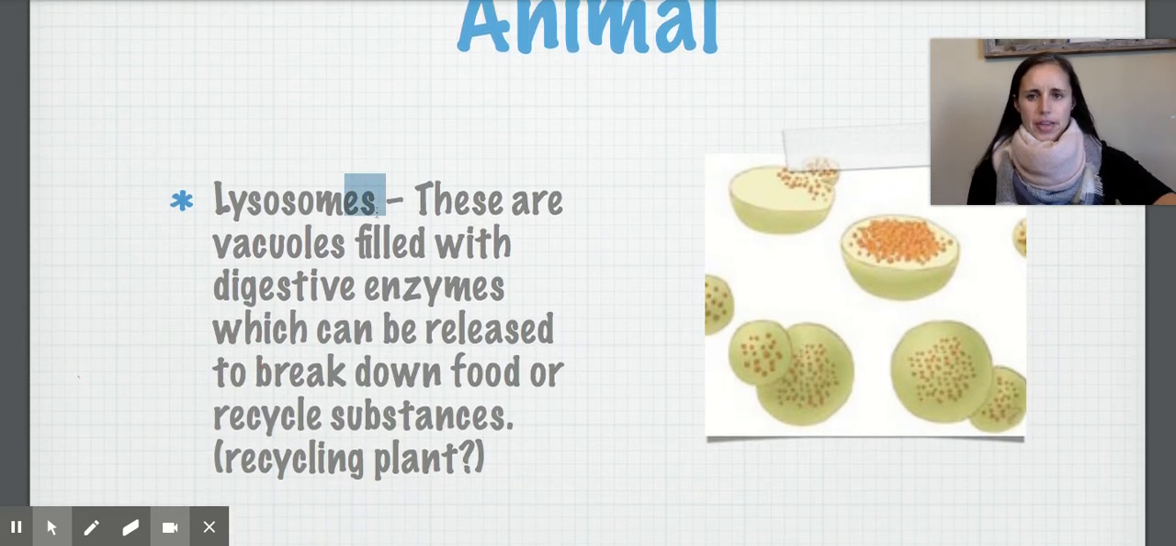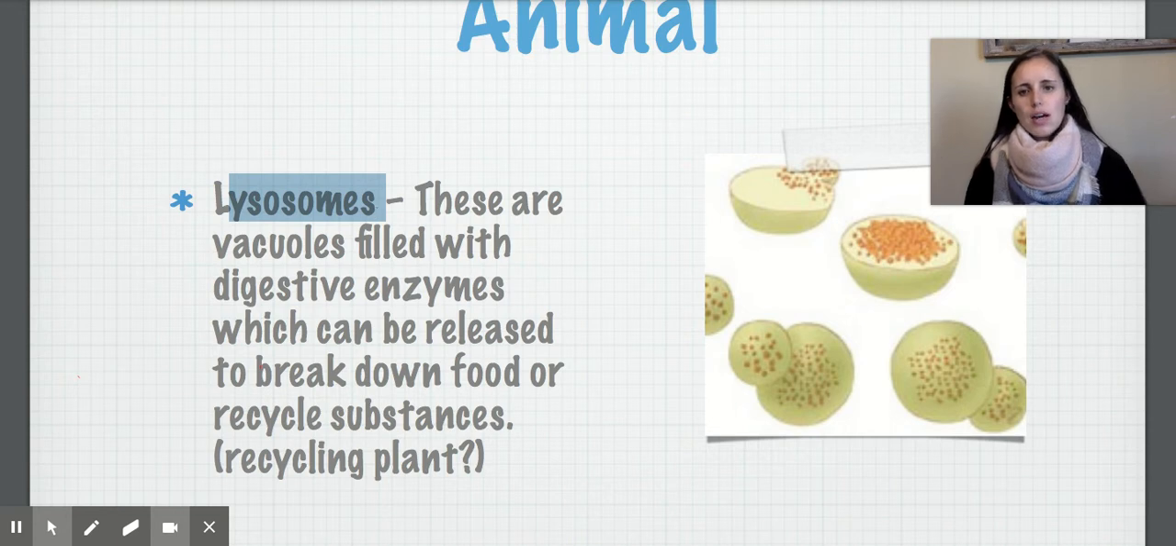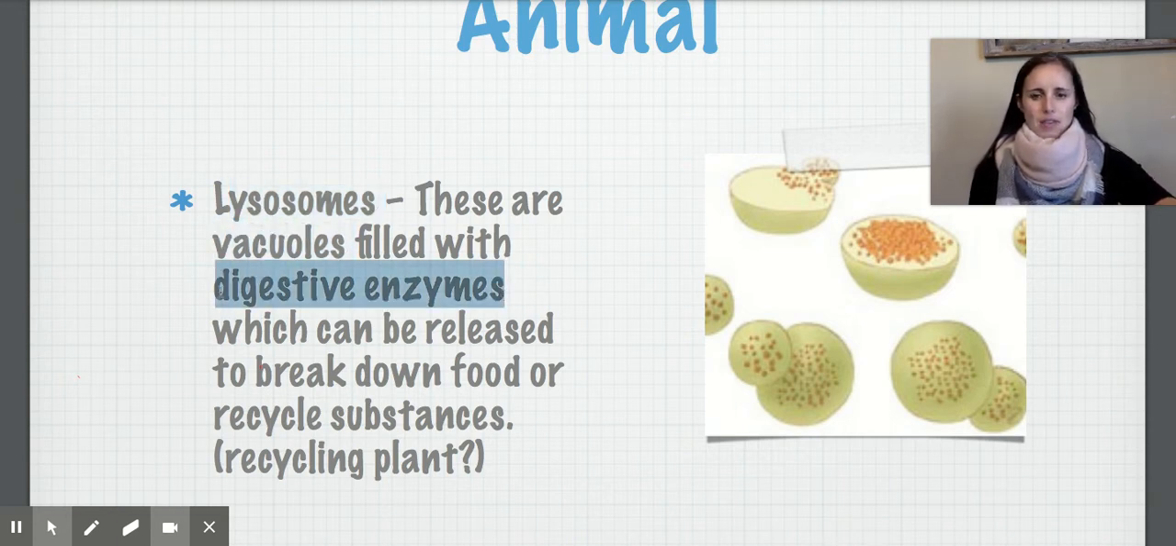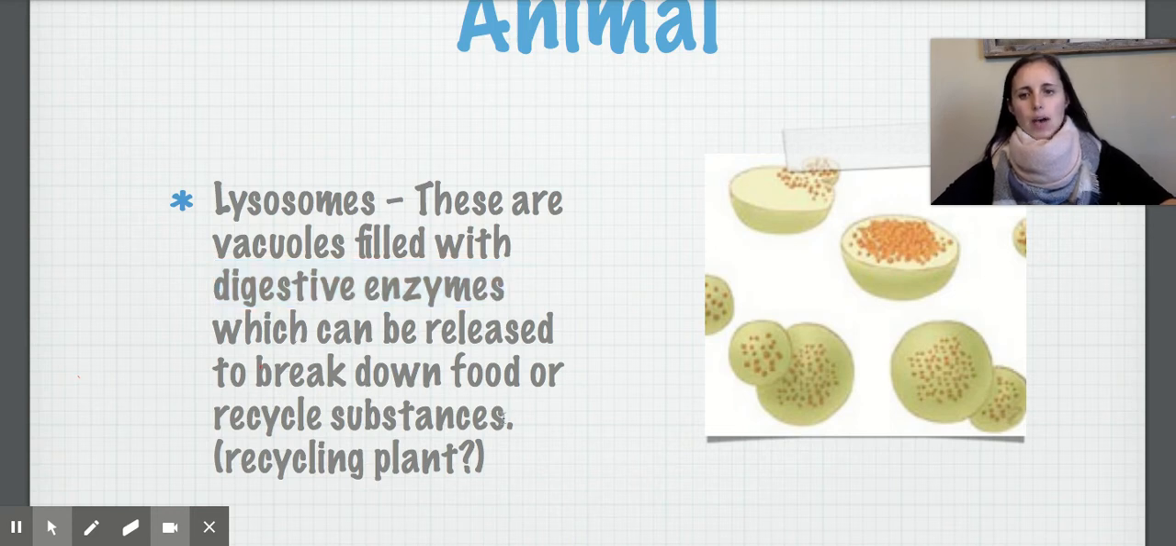Animals have something called lysosomes. What lysosomes are is they're those vacuoles we just talked about, but they're filled with digestive enzymes. So essentially they're vacuoles with a bunch of chemicals in them that can break stuff down. So it's going to help to break down food, and it also acts to recycle substances. So it's like a recycling plant of the actual cell itself.